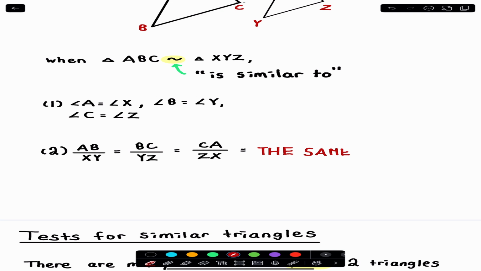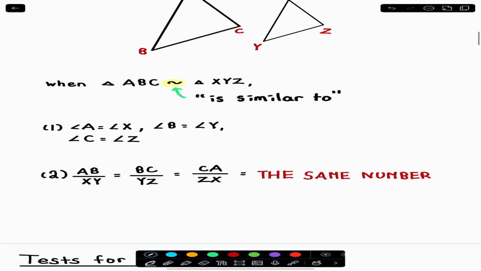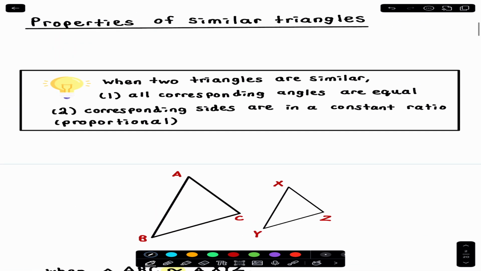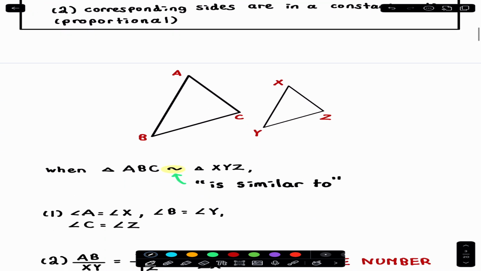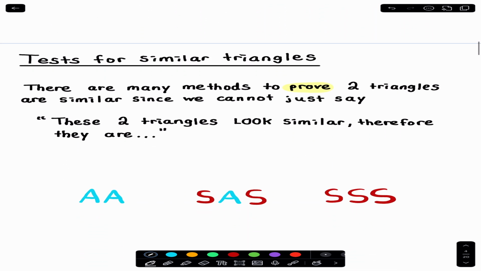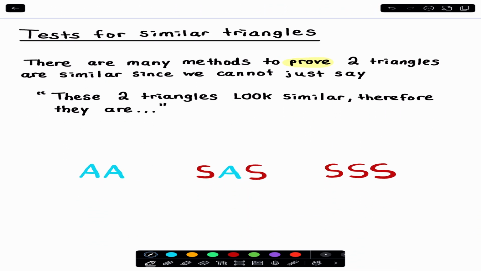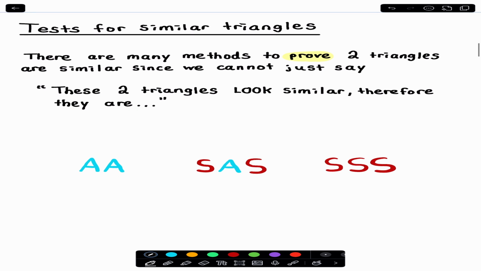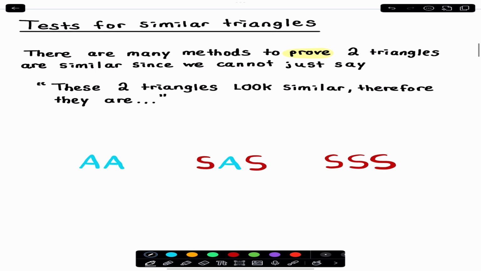Alright, so that's a cool, neat little fact. Excellent. Now I want you to keep these two properties in mind, because now we are going to go over to something else. Very, very important. So pay special attention to this section, because you're going to be using this a lot. There's no escaping this. This is probably what your teacher wants you to do.